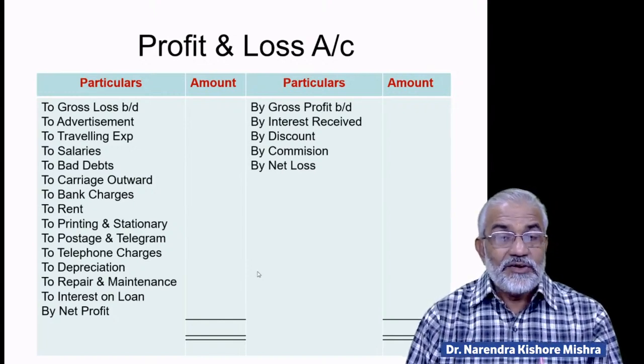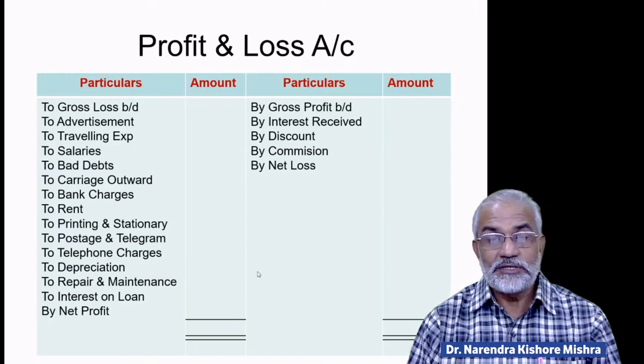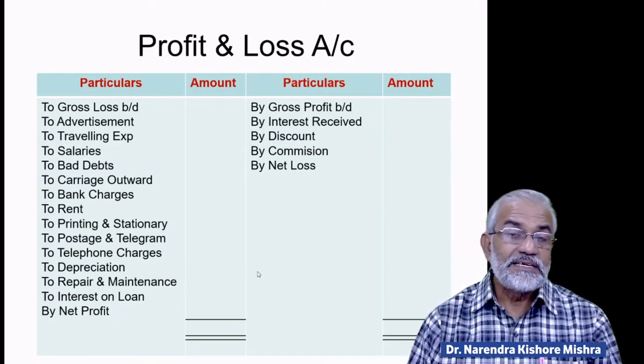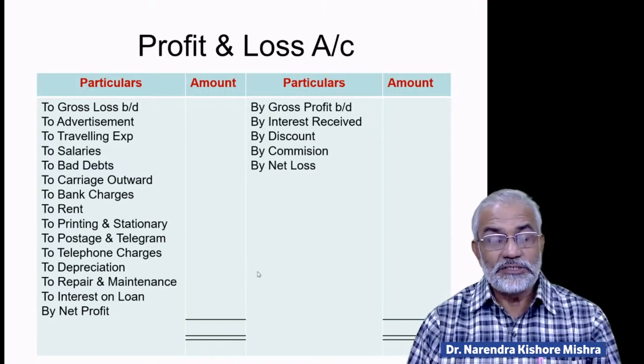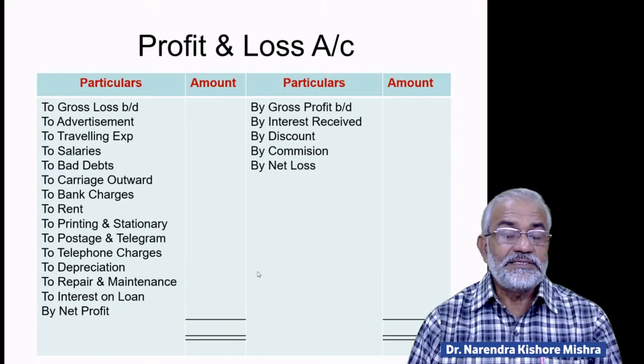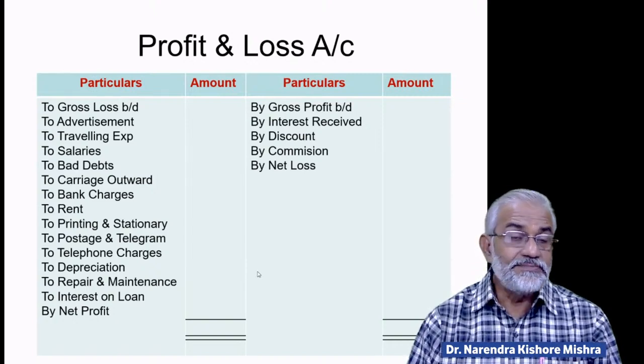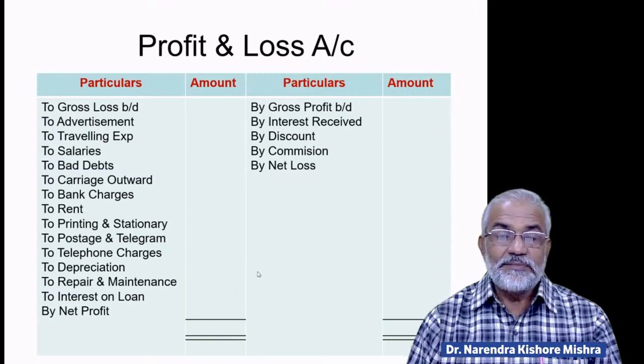So this very concept, accrual concept, gives rise to 4 major items. One is called outstanding expenses. That means expenses due but not paid. Then prepaid expense, expenses paid but not due, or in other words, expenses paid in advance. The third item is accrued income. Accrued income means income earned but not received. Then the last item is income received in advance. That means income received which is not earned.